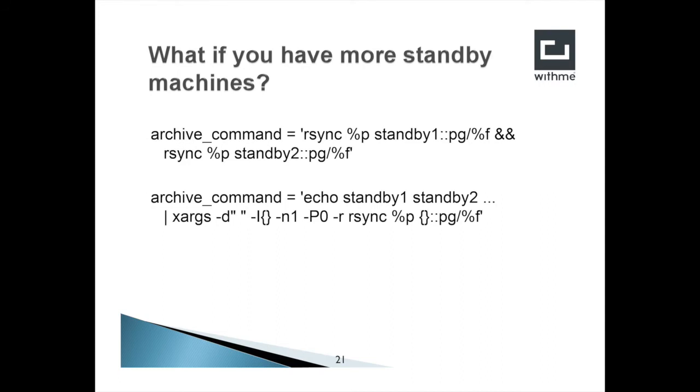Okay, what if you have more standby machines, right? Then your command will go further, like you rsync to standby 1, standby 2. Some people use xargs to parallelize those things to send at the same time. So it's getting complicated all the time. If you are working with more than one system, then managing this is very difficult, and there are always some corner cases with this.